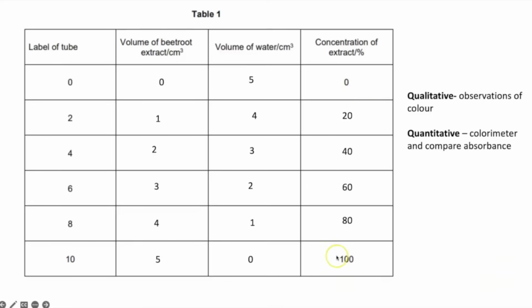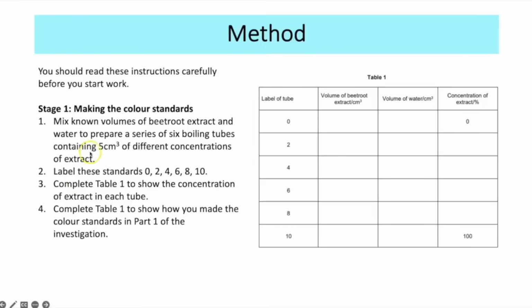So to get these standard concentrations of 20, 40, 60, 80, 100 and also 0%, these are the different volumes that you would need of your beetroot and of your water. If I just go back one, I'm basing this on the fact that we were told that you are making a total of 5 centimeters cubed. We are told the end concentration that we need to achieve as well.